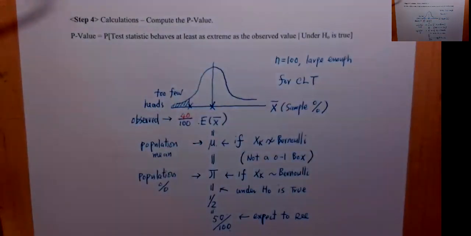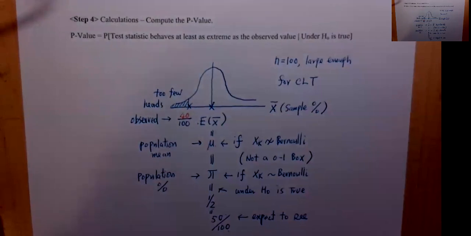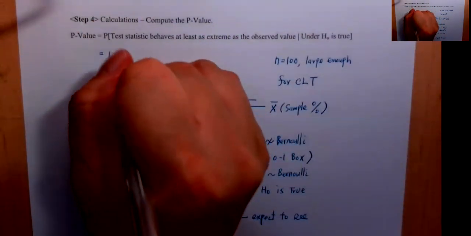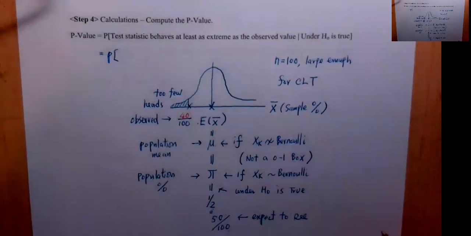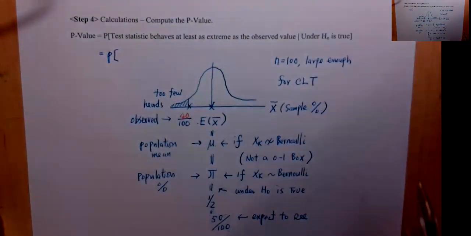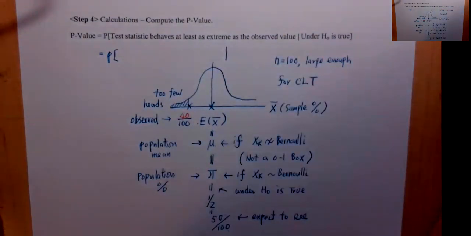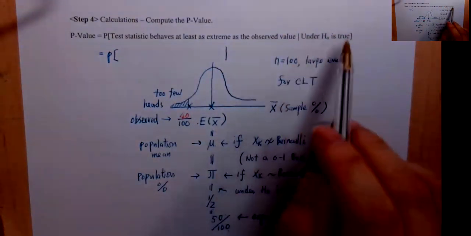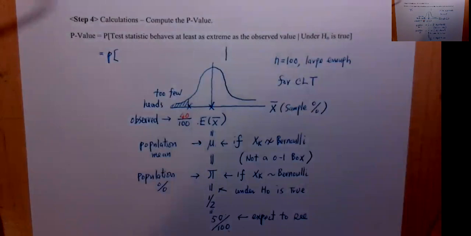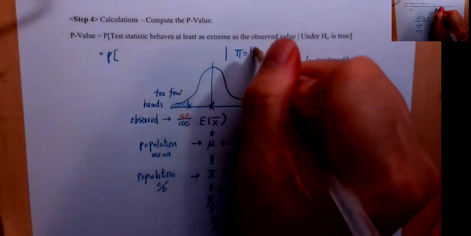Because you see too few heads. Okay, that's called extreme. Under H0, let's look at the definition. Under H0, when the coin is a fair coin, pi equals 1/2.